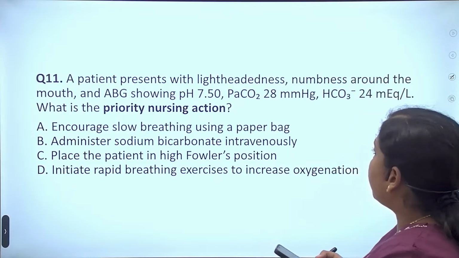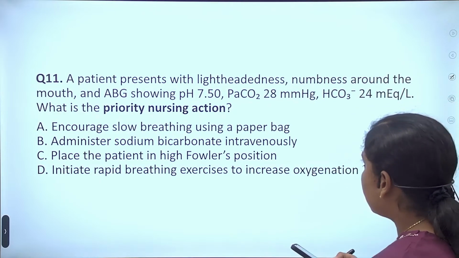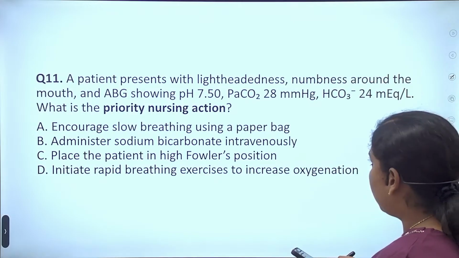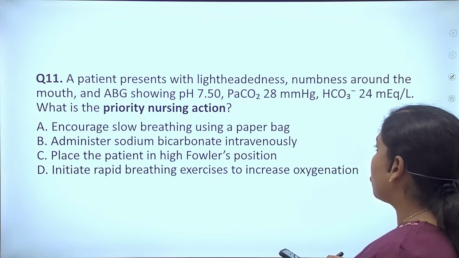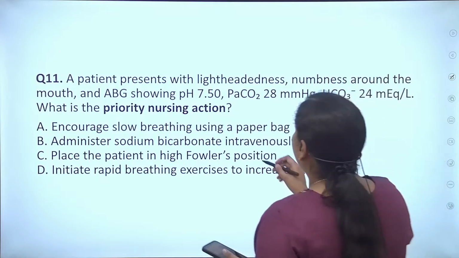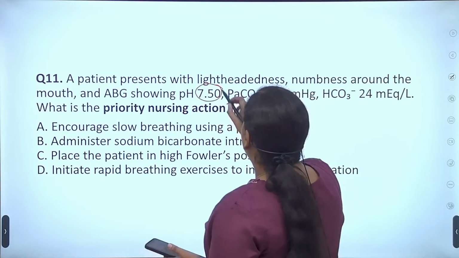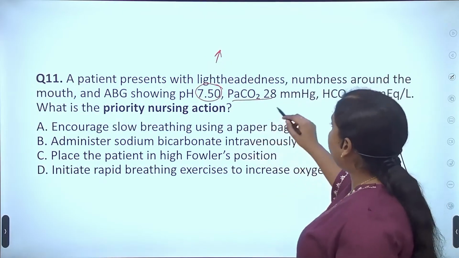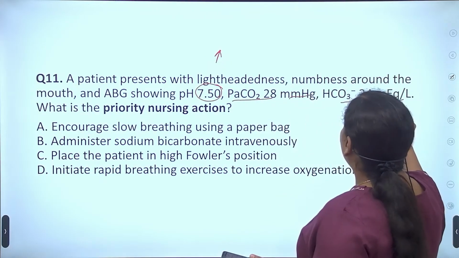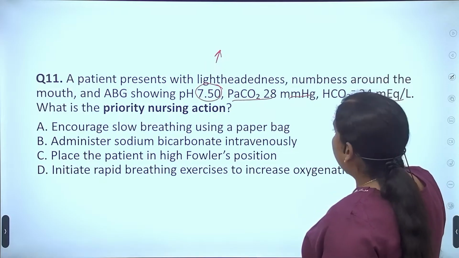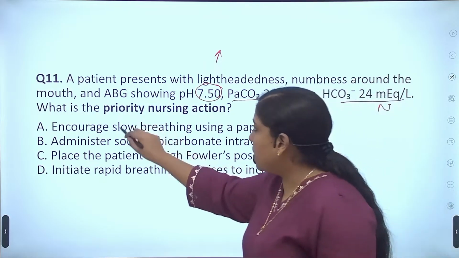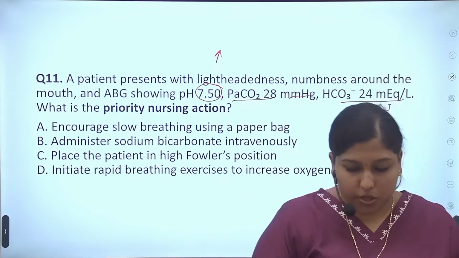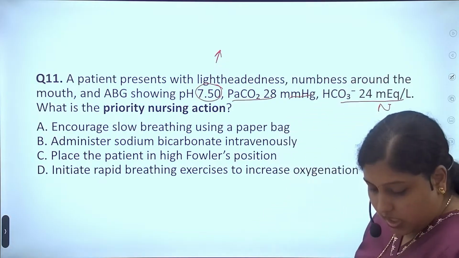A patient presents with lightheadedness, numbness around the mouth, and ABG showing a pH of 7.50, which is increased, PaCO2 is 28 mmHg, and HCO3 is within normal level. So what is the priority nursing action? Now tell me, what is the priority nursing action?